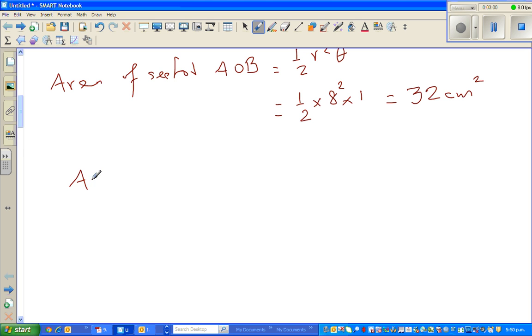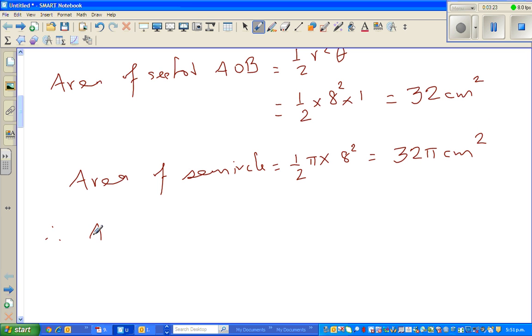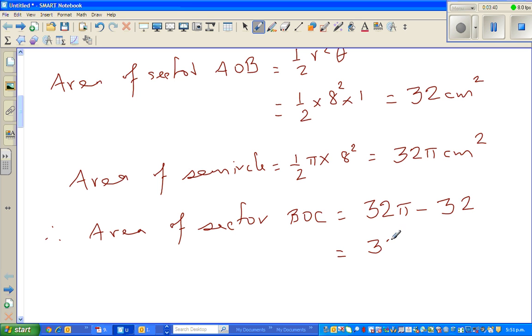Now, what is the area of the semicircle? We already wrote it is half pi r squared, so half pi times 8 squared, which is again half of 64, so 32 pi centimeter squared. Therefore, the area of BOC would be the semicircle minus this, so that is 32 pi minus 32. You can factor out the 32 to get 32 times pi minus 1 centimeter squared. Let us move on to the next question.